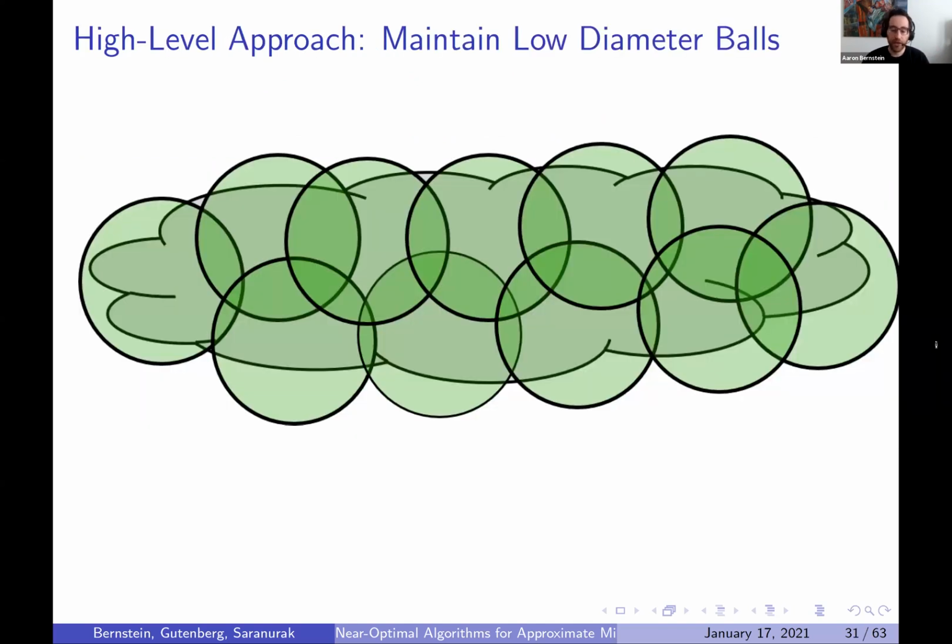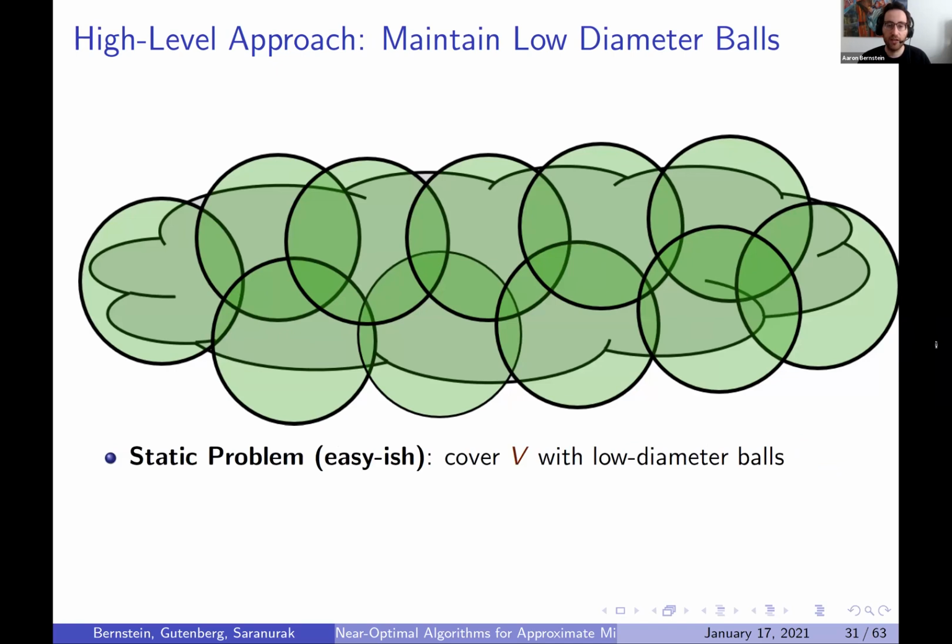Okay, in order to solve this problem, basically all modern algorithms use the same approach, which is that they start by decomposing the graph into low diameter balls. It might not seem intuitive why this is the case. I haven't even drawn a source on this graph. It has nothing to do with the source. You just try to decompose the graph into low diameter balls. Intuitively, you're then somehow able to compute information within each ball.